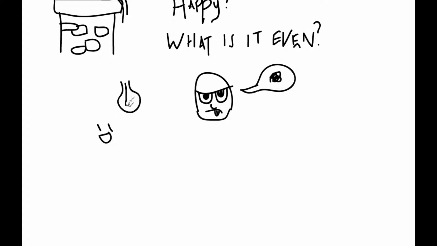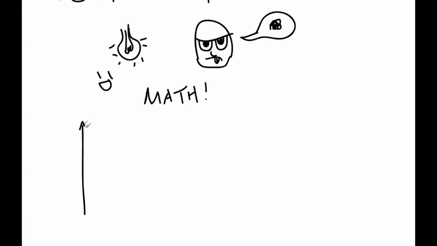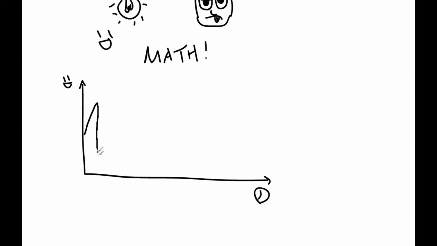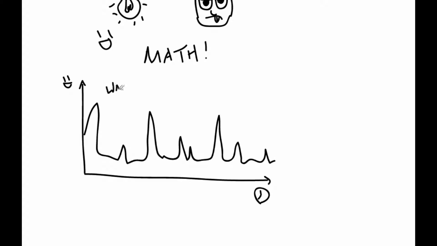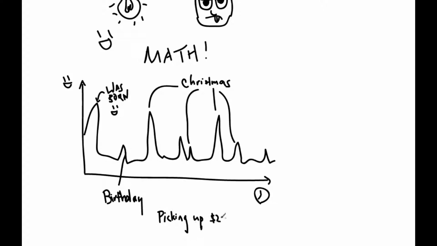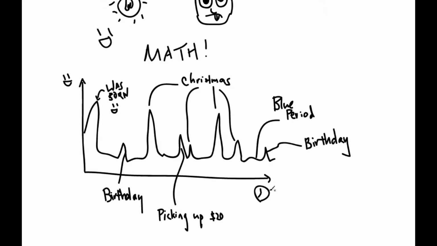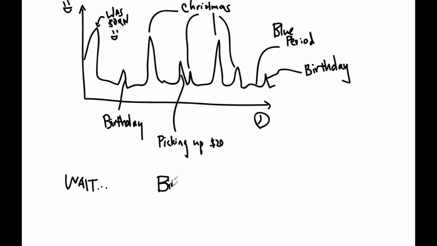So you think for a while, and then you're like, wait, I can just use mathematics. So I'm gonna plot every instance of when I was happy over the course of my entire life, and I'm gonna start looking for patterns. And you do see some patterns. You're like, I feel happy every time it's my birthday and every time it's Christmas. Also, that time I picked up $20.